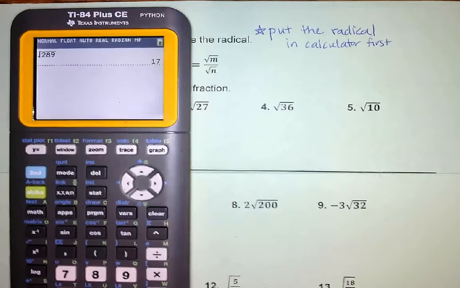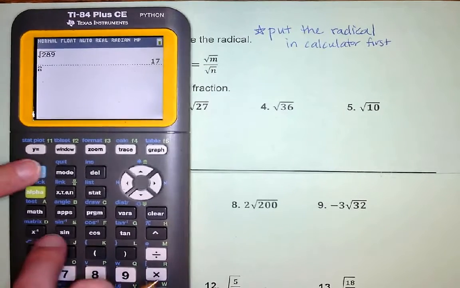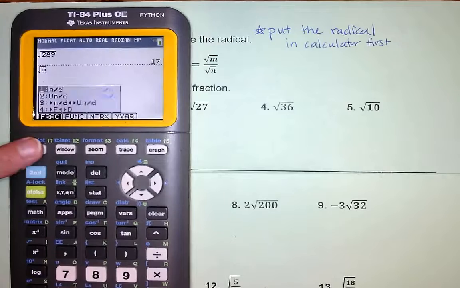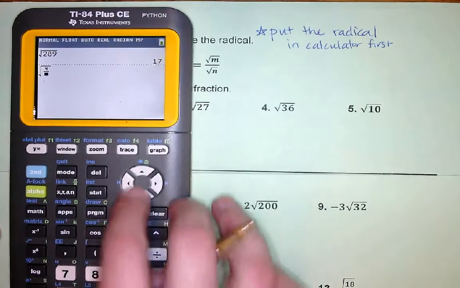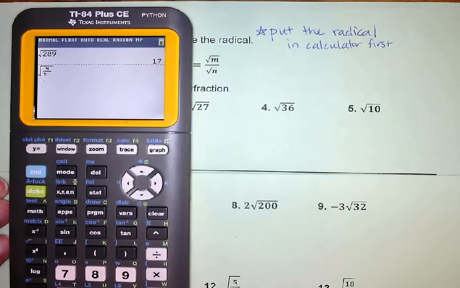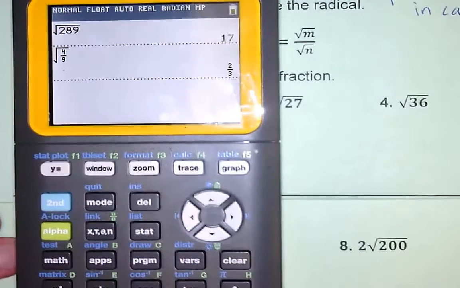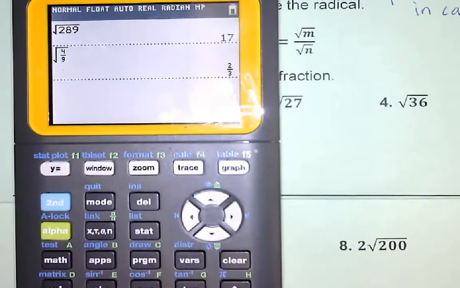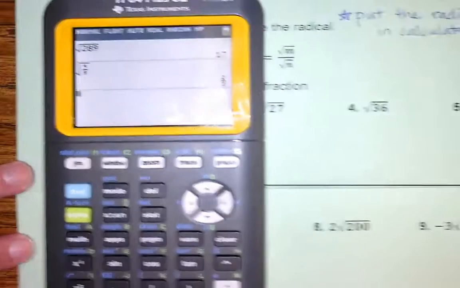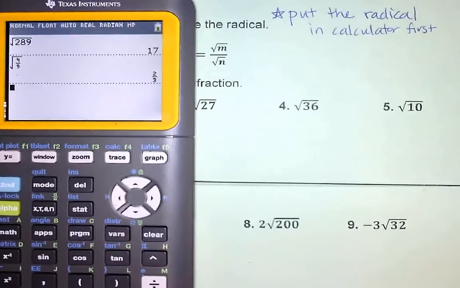If you are given the square root of a fraction, you still put that in the calculator first. Because guys, if it spits out a nice, pretty fraction, you're done. You don't have to do anything else, okay, guys? So if it spits out a nice, pretty number, or a nice, pretty fraction, you are done. So always, always, always put it in the calculator first.